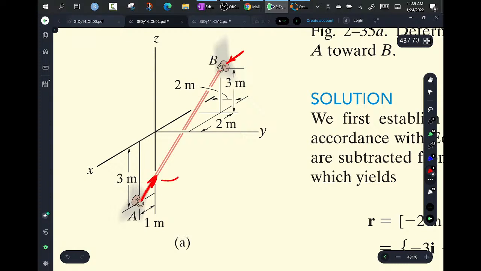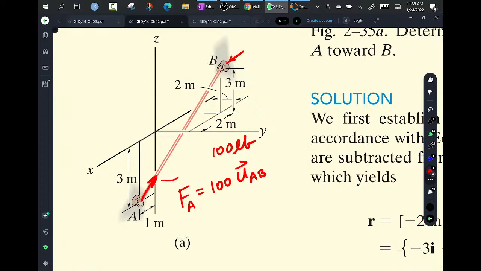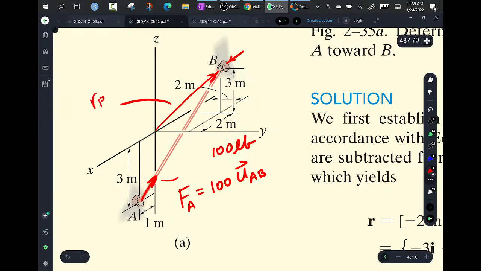Let's say the tension of the rubber band is 100 pounds. I'm interested in finding the force vector on A of the rubber band. So it's 100 pounds times the unit vector going from A to B. How do I find it? Well, that's actually pretty simple. If I draw a vector to here, I can say this vector, let's go R to B.